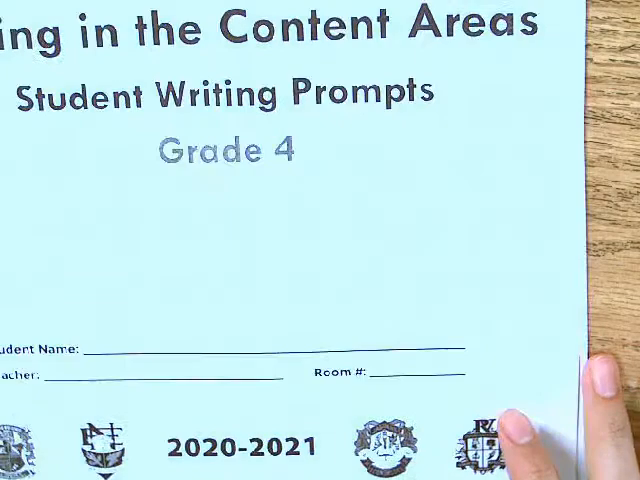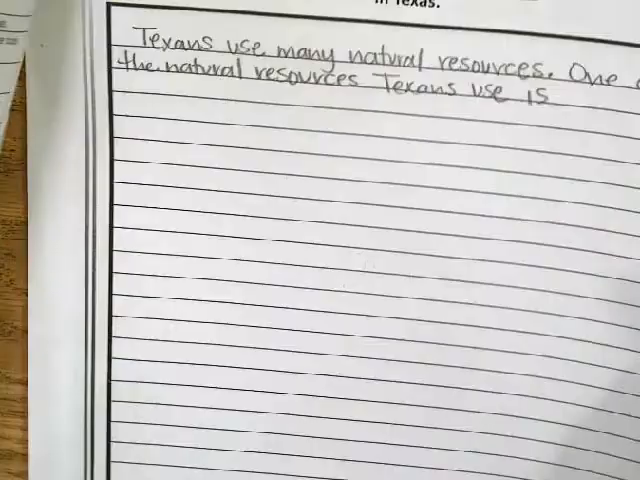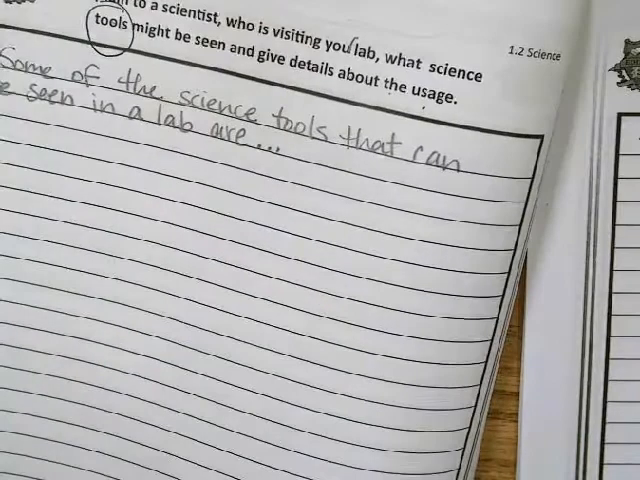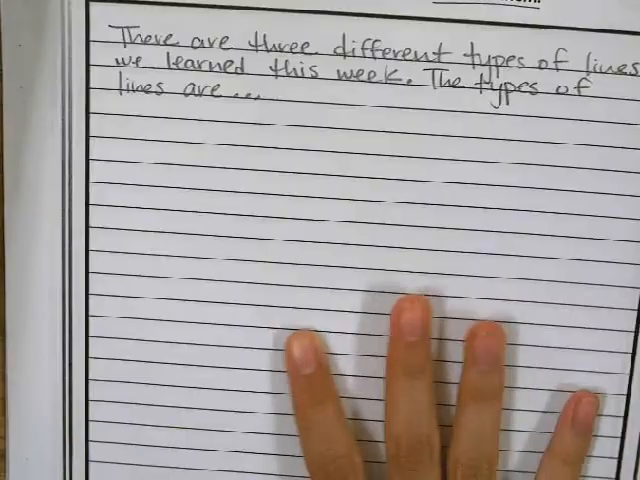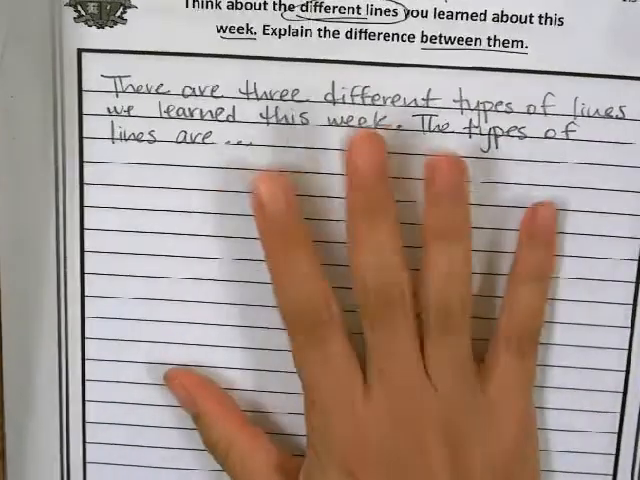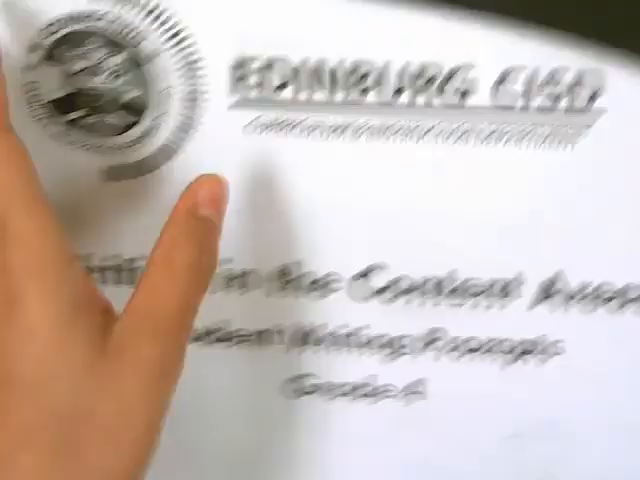And then we used the rest of our free time to catch everyone up. I did want to start on another writing assignment, but I know there was still a lot of us that hadn't finished the writing in the content areas. So I think for the most part, almost everyone has it in. So it was 1.1, 1.2, and 1.3. The last one we did was the math one about the different types of lines. And that was it.